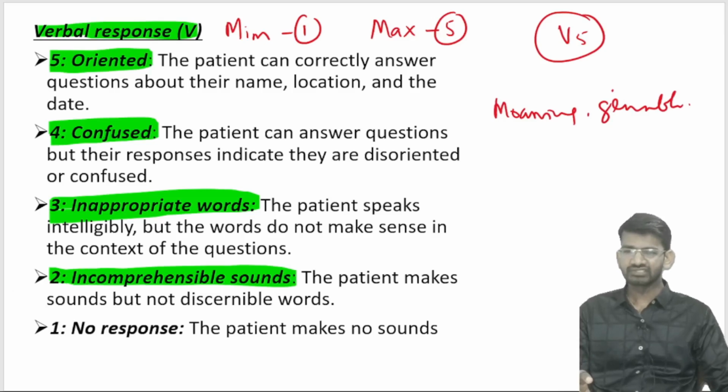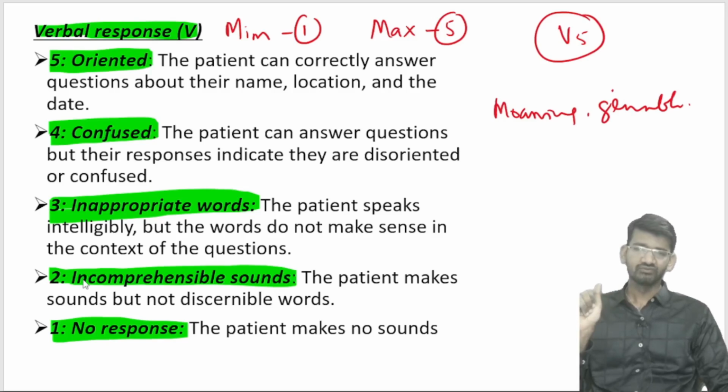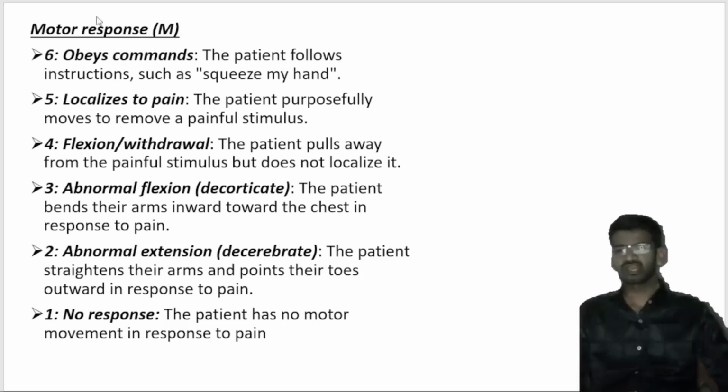And if the patient doesn't give any response, or doesn't make any sound, then we give a score of 1. So the minimum score is 1, max is 5. Max 5 means it's completely oriented. 5 for oriented, 4 for disoriented or confused, 3 for inappropriate, 2 for incomprehensible, then 1 for no response. So this is the assessment of verbal response. And the last one is motor response.